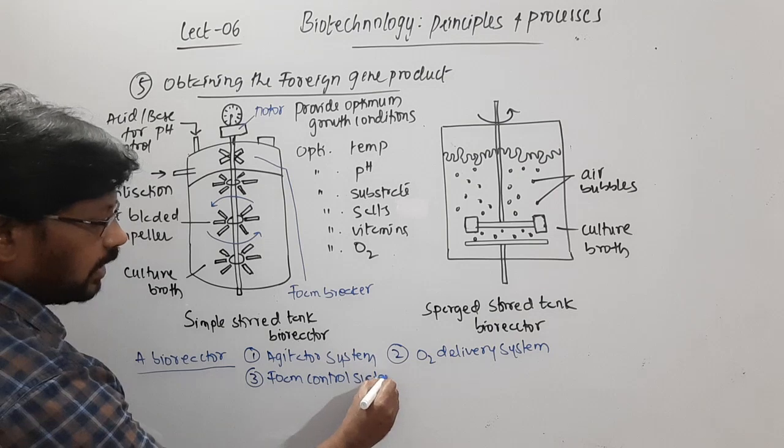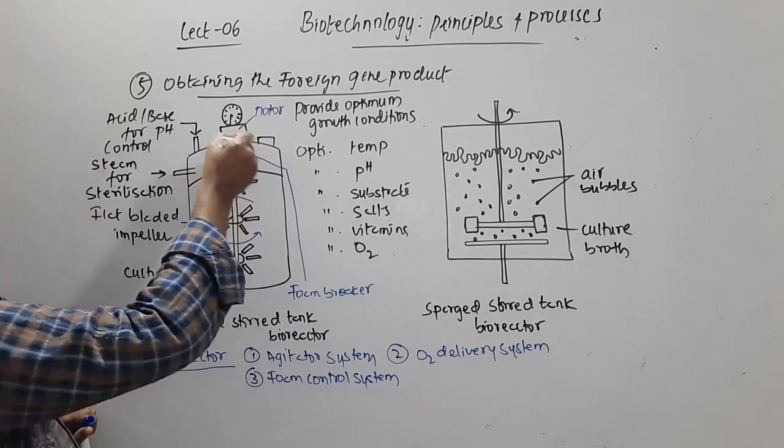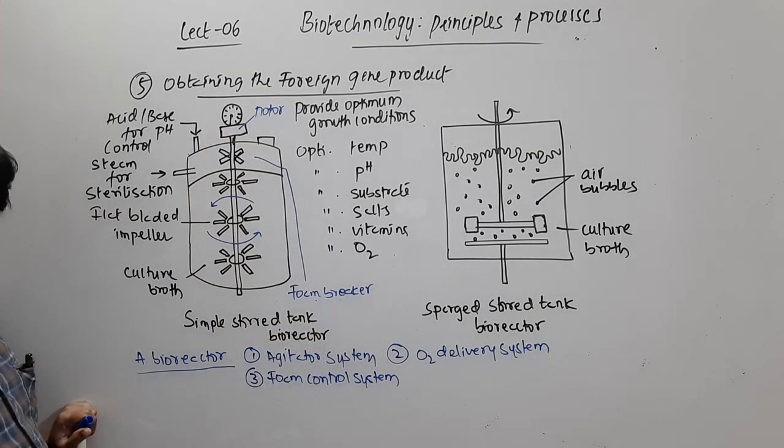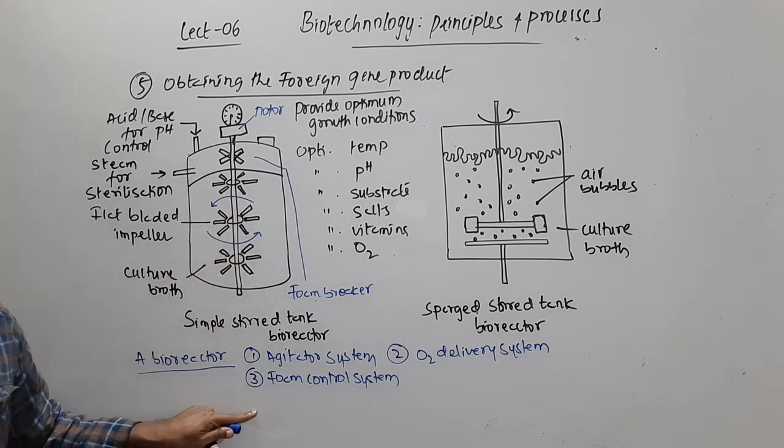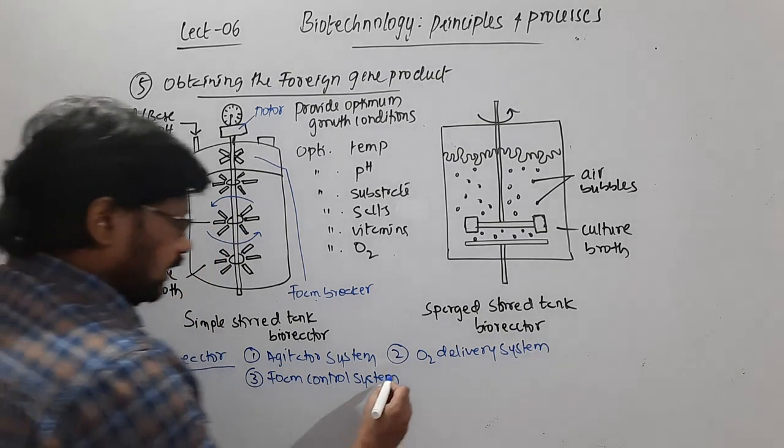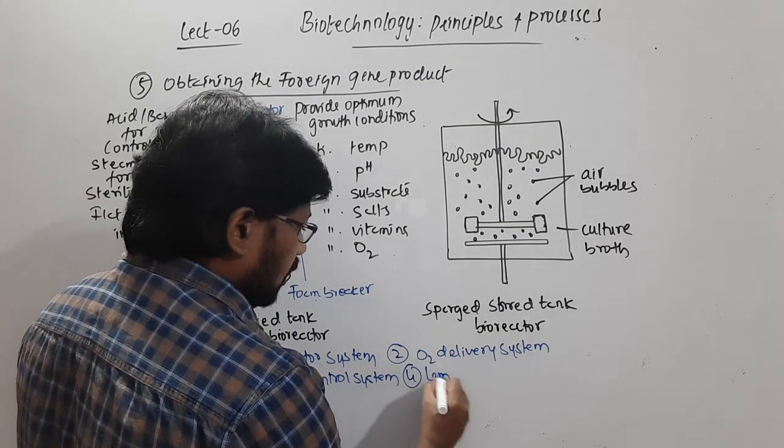There is a foam control system. You can see here, this is what I said, the foam breaker. So that is a foam control system. It removes the foam formed when there is a process of agitation. Then there is a temperature control system.